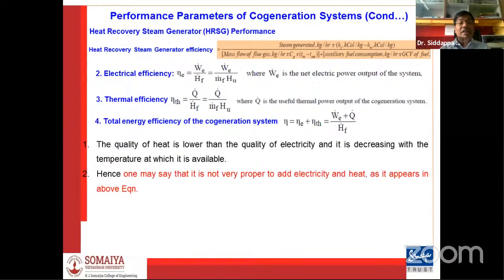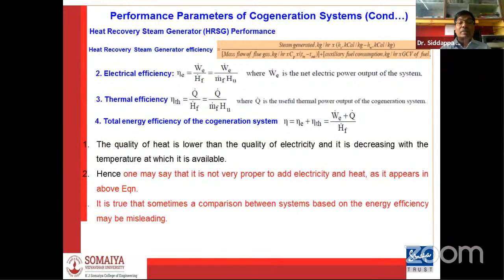Comparing, one may say that it is not very proper to add electricity and heat as it appears in the above equation, as the overall efficiency will be W_E plus Q dot. If I am taking W and Q dot, that means I am putting electrical and thermal energy together. But to get 1 unit of electrical energy, we should know how many units of thermal energy we are spending. Therefore, it is not a proper way to add both things.